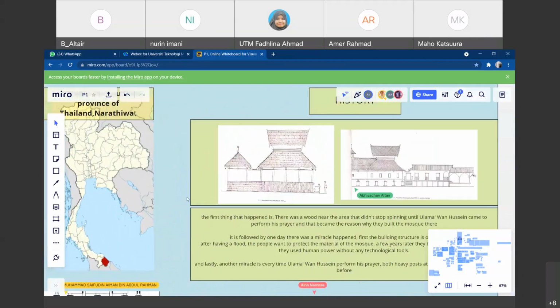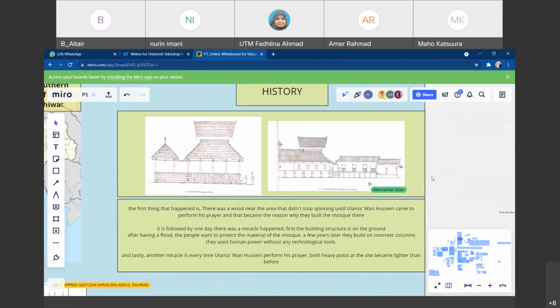It is mentioned that the story is divided into three parts. So the first thing that happened is a miracle, where there is a wood near the area that didn't stop spinning until one of the ulama named Wan Hussein came to perform his prayer, and that became the reason why they built the mosque there. And then it follows one day. Sorry for the mistake.